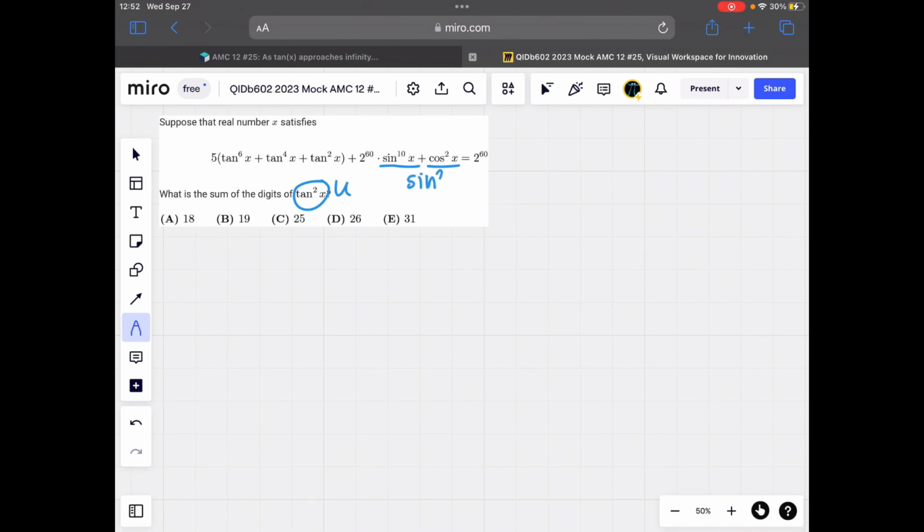We know that sine squared x plus cosine squared x is equal to 1. And sine squared x over cosine squared x is equal to tan squared x, which is u. It's not too hard to see based on these equations that sine squared x is equal to u over u plus 1. And cosine squared x is equal to 1 over u plus 1.